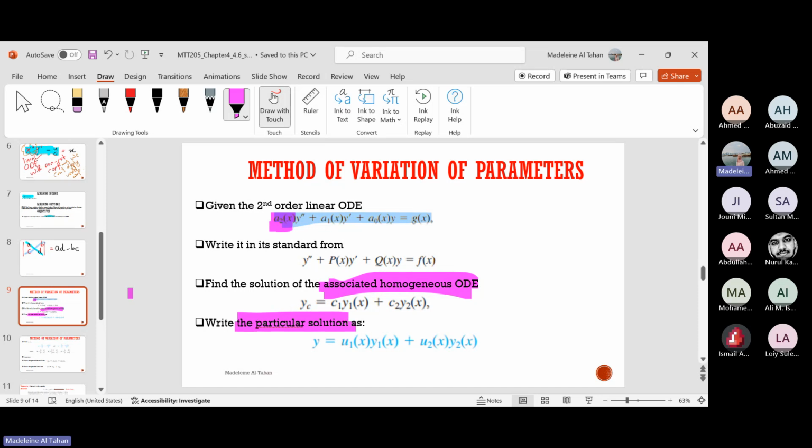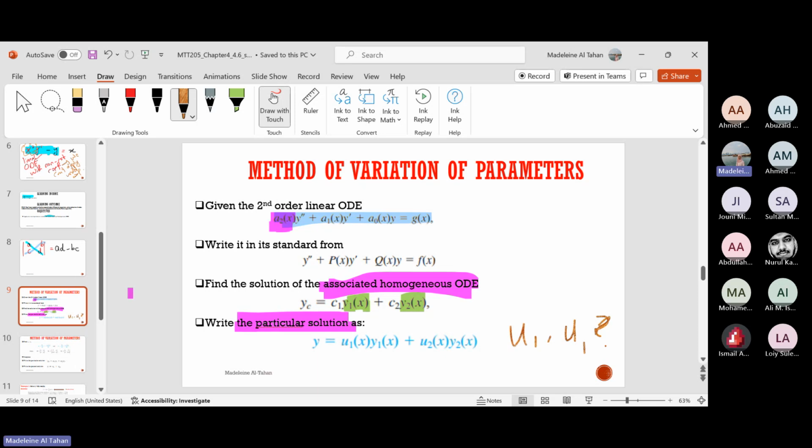For the particular solution, if we look at the homogeneous ordinary differential equation, we should have two independent solutions. What are the two independent solutions? y2 and y1. Of course, we will find them. Let's say x and x squared, or e^x and e^(-x). We have them. The particular solution will be u1 y1 plus u2 y2. Our aim is to find u1 and u2 because the particular solution is a function without constants, but with variables. Right, miss?